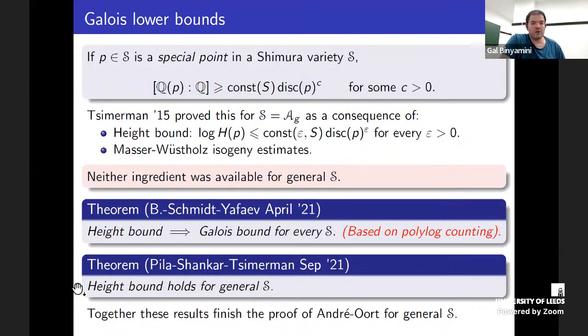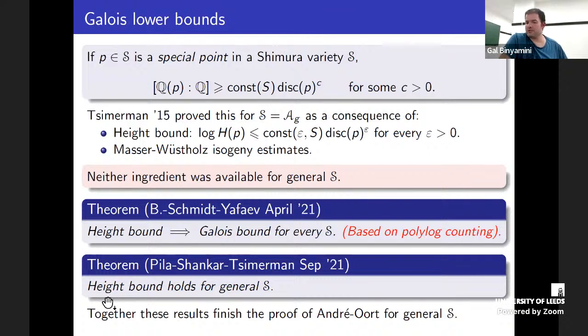And then a few months later, Pila, Shankar, and Tsimerman, with a very important appendix by Hélène Esnault and Michael Groechenig, proved that this height bound, the first one, actually also holds for general Shimura varieties. So they reduced the height bound to the height bound in the case of AG, which was already known. This is another very deep result. But combining this with this implication, it means that we do have a Galois bound now for every Shimura variety.